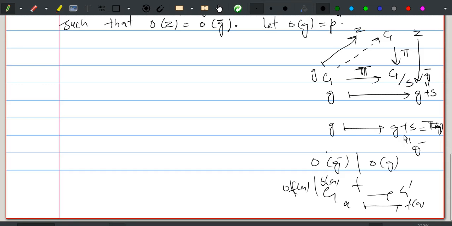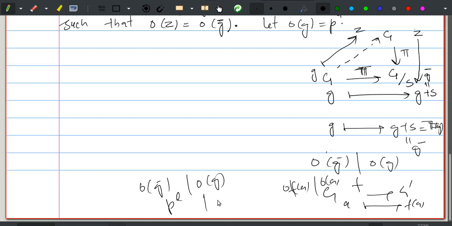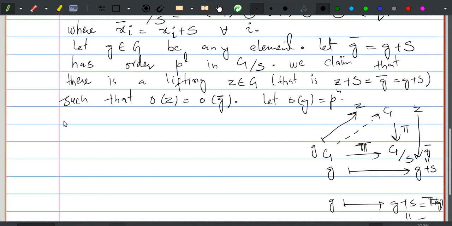So here this G goes to G bar, so the order of G bar must divide the order of G. Now the order of G bar is p power L and the order of G is p power n. So p power L must divide p power n. This means that n must be bigger or equal to L.